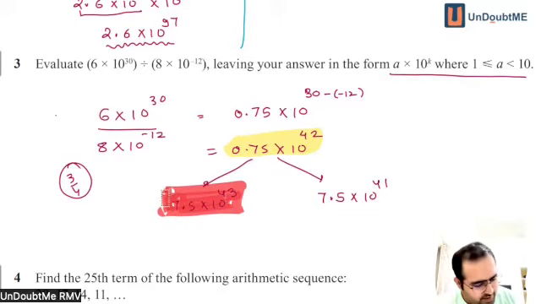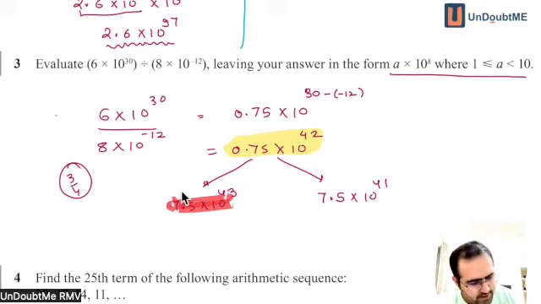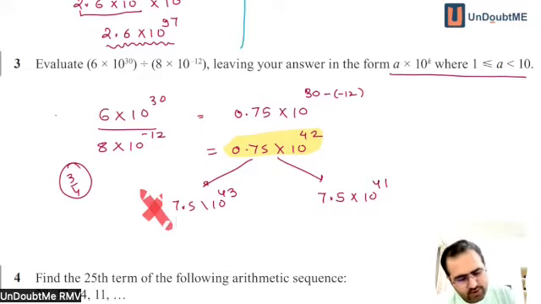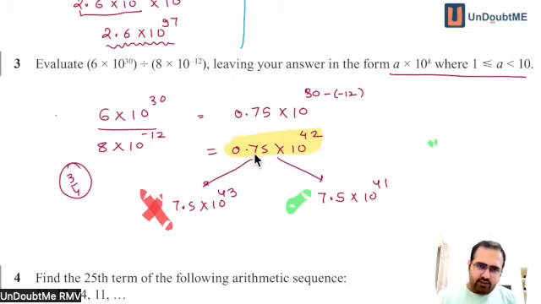Okay, let me remove this so that you can see it later also. Okay, I see here, this is wrong and this is right. Now I'll tell you the reason also. It is 0.75. Forget about 10 to the power 42 for the time being, ignore it.